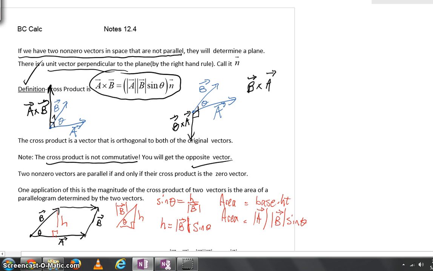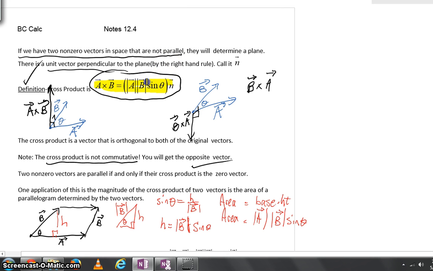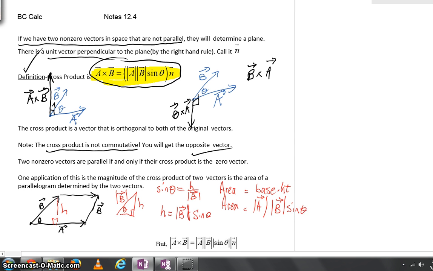Two non-zero vectors are parallel if and only if their cross product is the zero vector. Think about it this way. If you're parallel, the angle between your two vectors will be 0 or 180 degrees. Come up here to this definition that we're seeing right here. And if you had 0 degrees or if you had 180 degrees, the sine of that would be 0. So your cross product would yield 0.